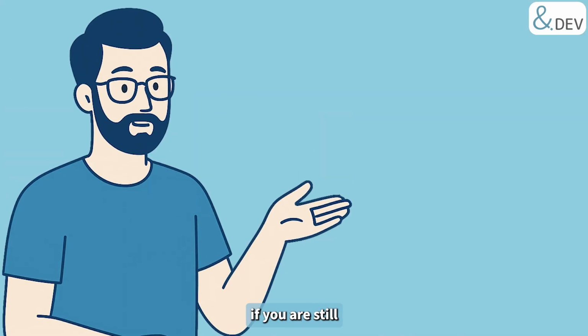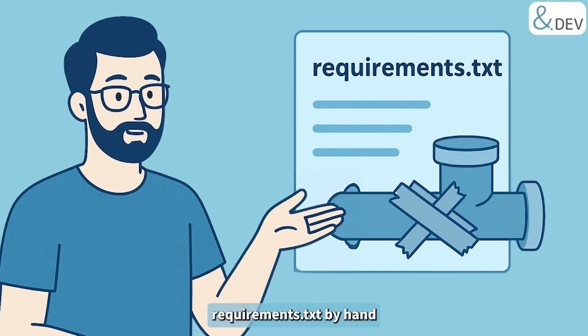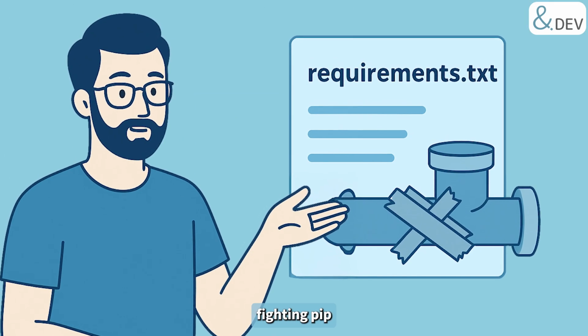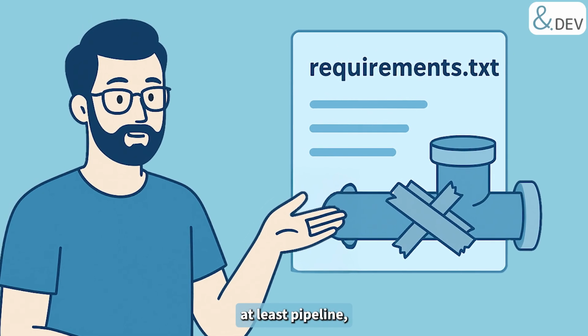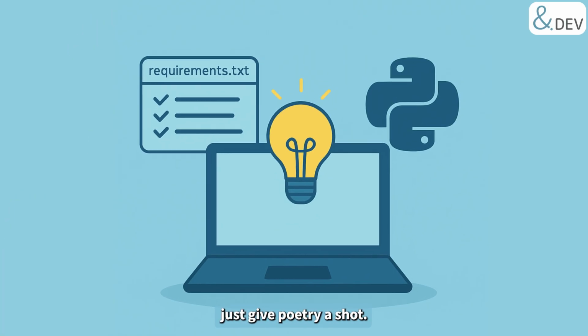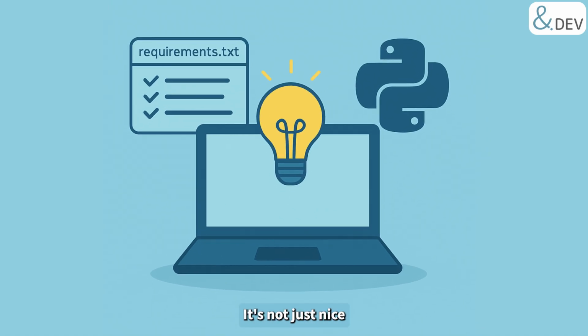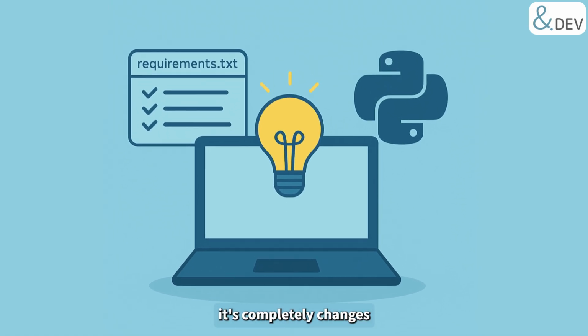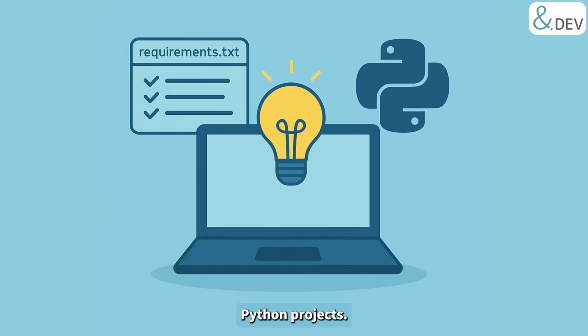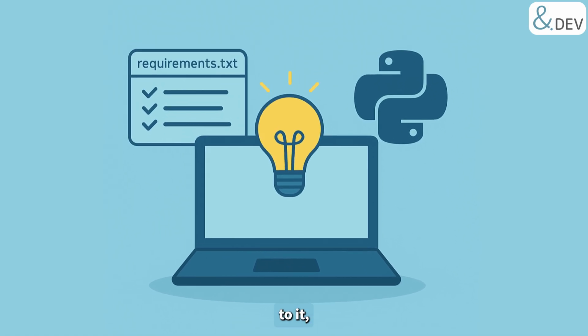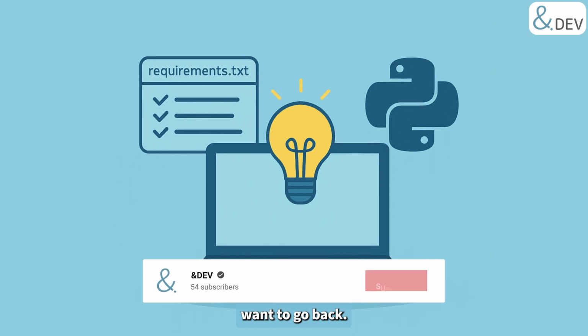So yeah, if you are still managing requirements.txt by hand, or constantly fighting pip versions hell, or you have duct taped together a release pipeline, just give Poetry a shot. It's not just nice to have, it completely changes how you think about building and shipping Python projects. And once you get used to it, honestly, you wouldn't wanna go back.